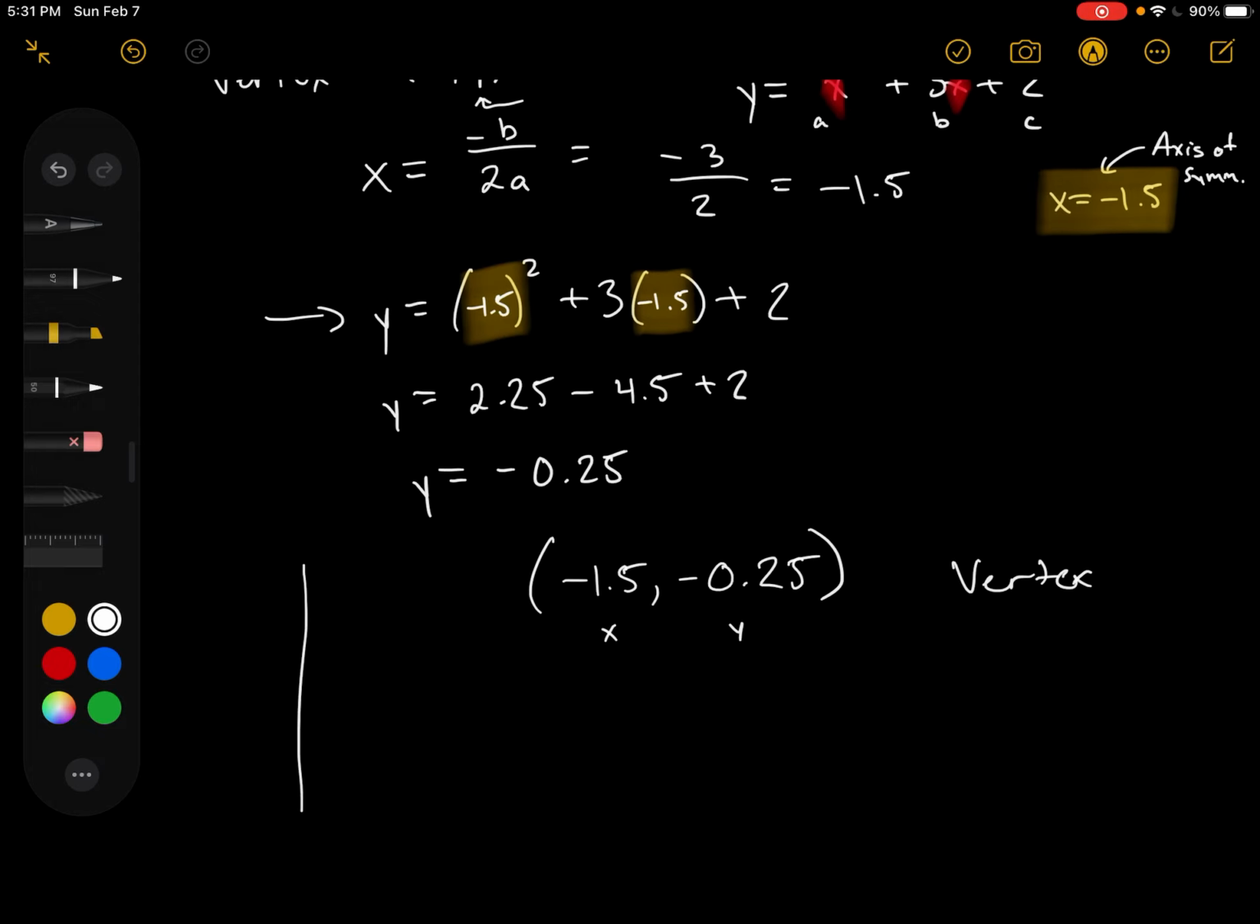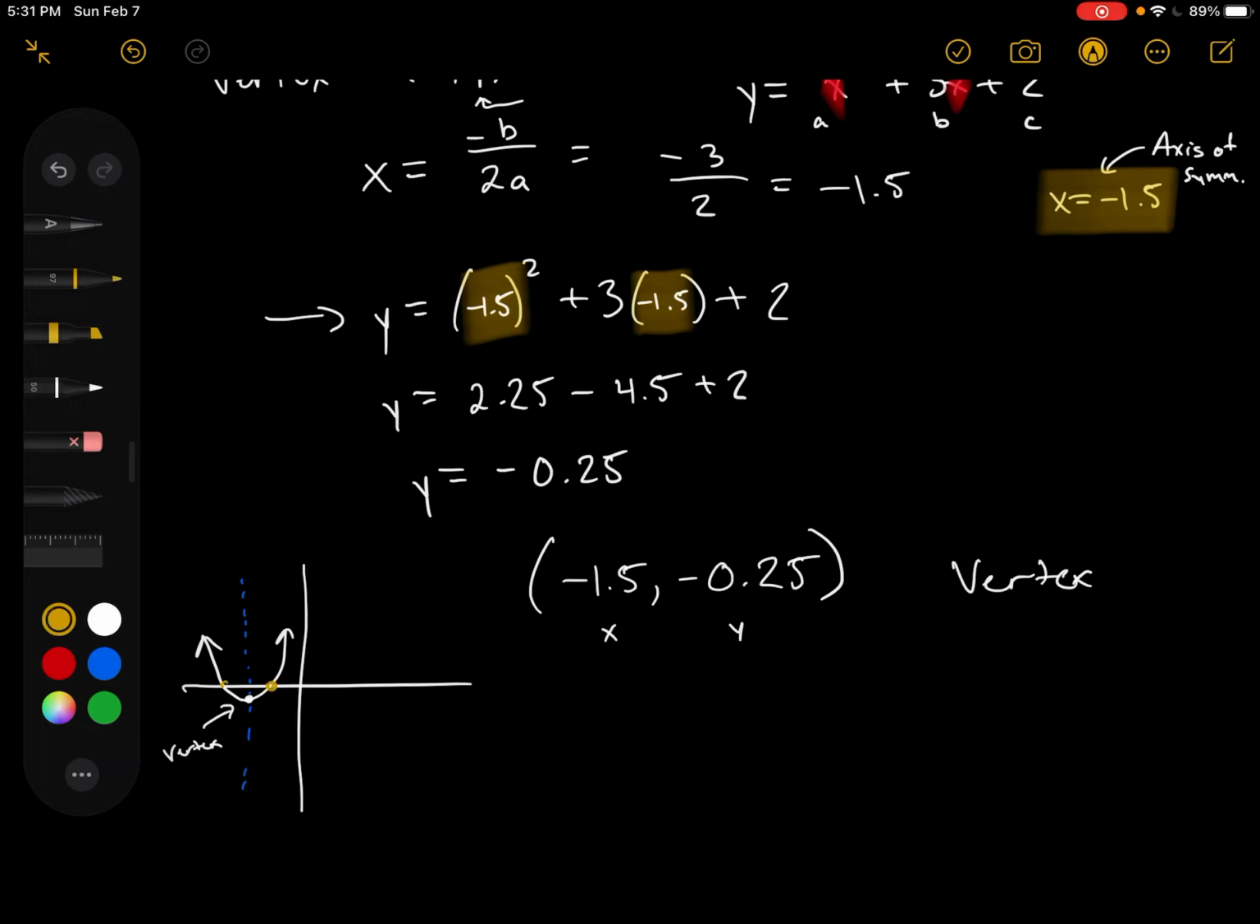Now, what does this look like on a graph? We go negative 1.5 to the left and down just a little bit. That's also our axis of symmetry, but we've now also identified what our vertex is. So we can go through and draw on a rough estimate of what this graph might look like. So having the axis of symmetry and vertex are two very important points.